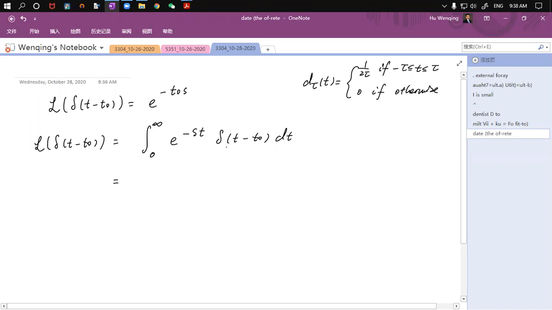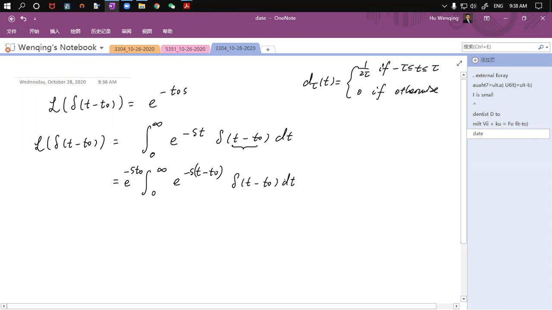First of all, we can do a change of variable. We're going to change t minus t0 to be your new variable. So this is e power minus s(t minus t0), so let me multiply it on the left by e power minus s t0, multiplied by this one, delta(t minus t0) dt.